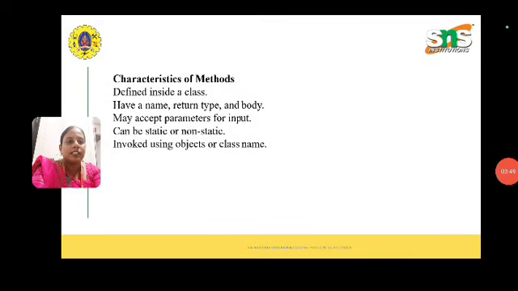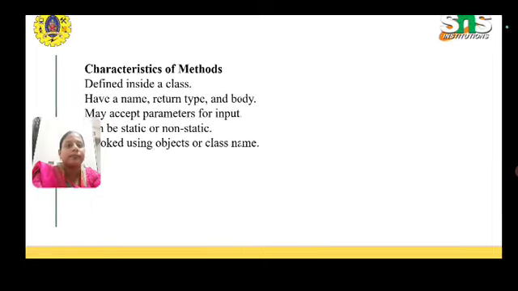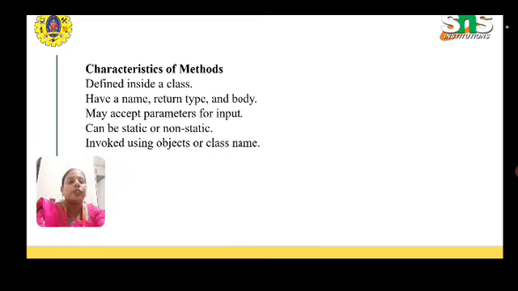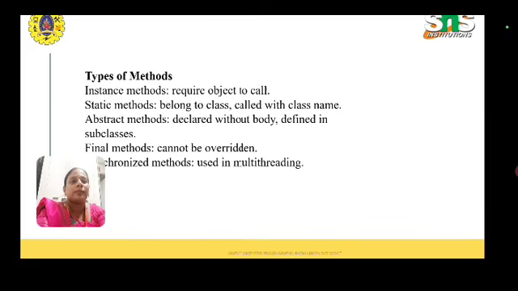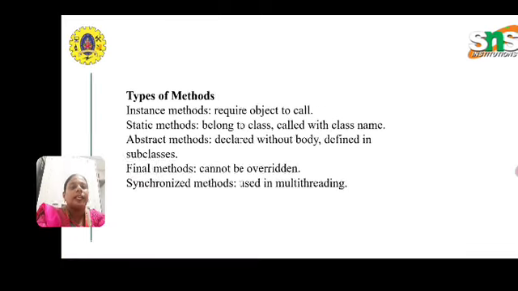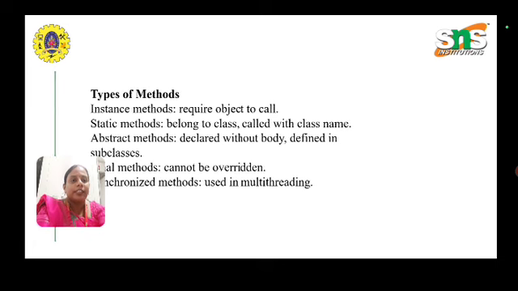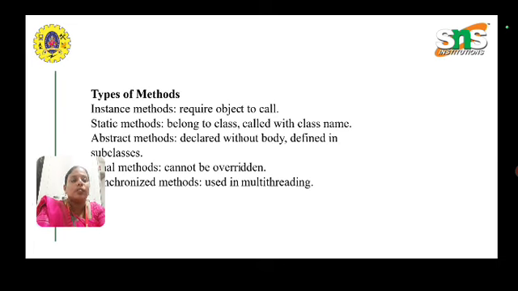So what are the characteristics of methods? They are defined inside a class, and have a name, return type and body. They may accept parameters for input, and can be static or non-static. They are invoked using objects or class name. And what are the types of methods? Instance methods require an object to call. Static methods belong to the class and are called with the class name. Abstract methods are declared without a body and defined in a subclass. Synchronized methods are used in multi-threading.